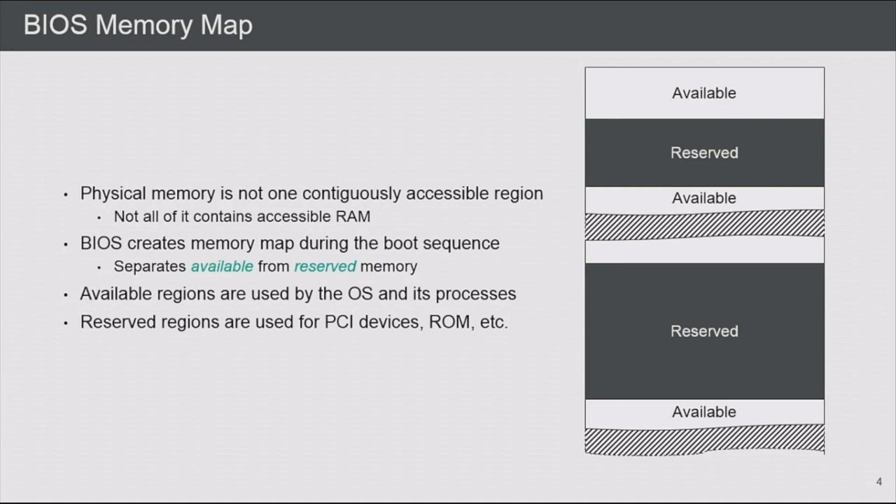One has to know that the physical memory is not one continuously accessible address space, but is instead interleaved with certain areas that are not backed by any accessible RAM. During the early boot sequence, the BIOS creates a memory map which basically separates available from reserved memory. And while available regions can be used by the OS as well as its processes, reserved regions are typically used for all kinds of devices as well as read-only memory.